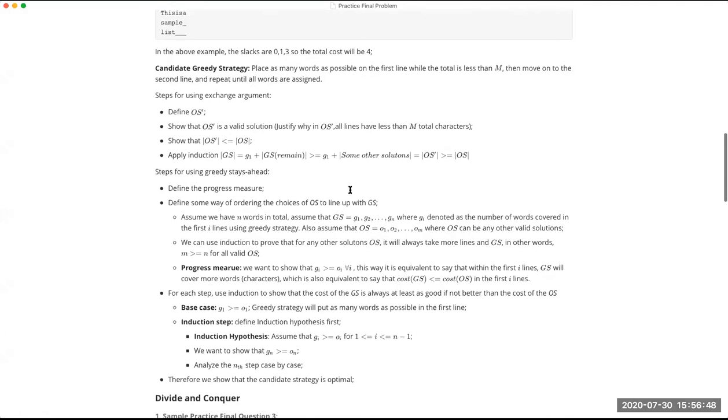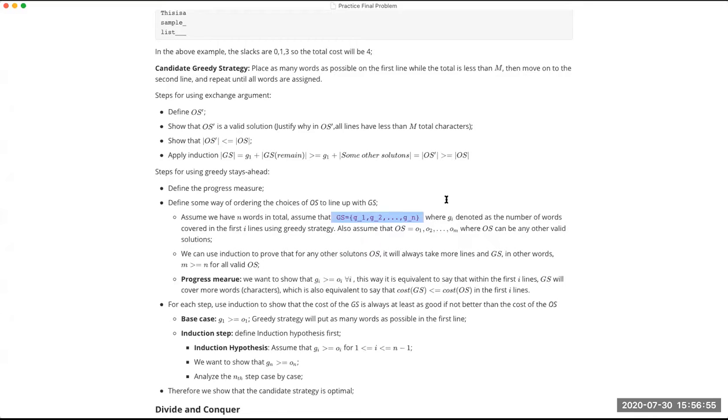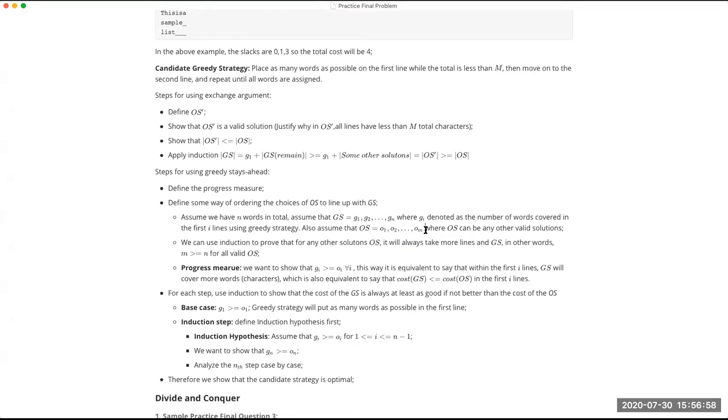So assume we have n words in total, and assume that GS is basically G1 to G2 to GN. And this is kind of tricky. Usually when we're designing, the first thing we would do is define G1 to GN as the cost, like where we should put each one of the words, right? I mean, the GS should be something related to the number of words.